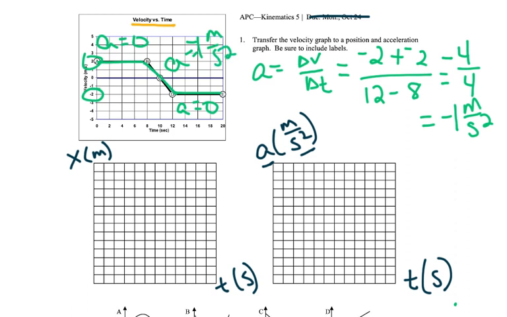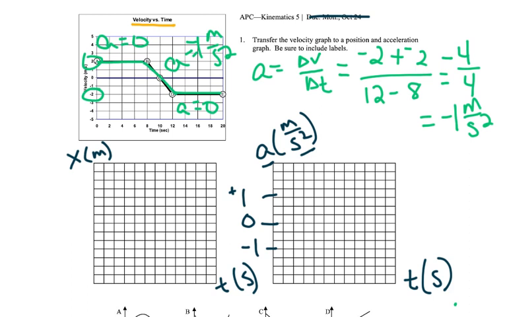The acceleration does not change direction here. This is a constant negative slope. It's a constant negative acceleration. So I'm going to throw in my scale over here. It doesn't really matter what I do because I only have to go from a 0 and a negative 1. So I'm just going to do my scale like this.